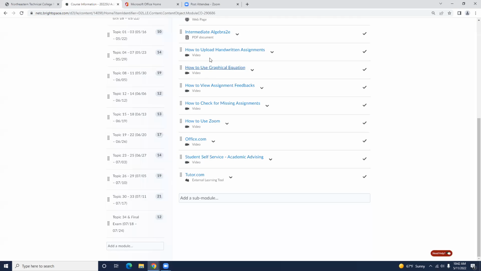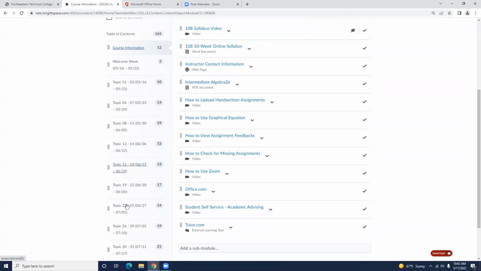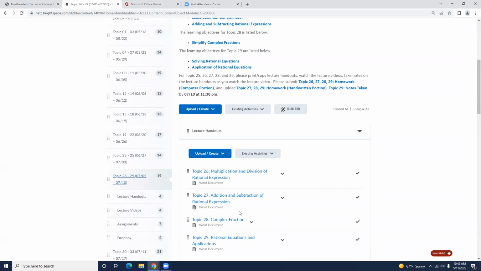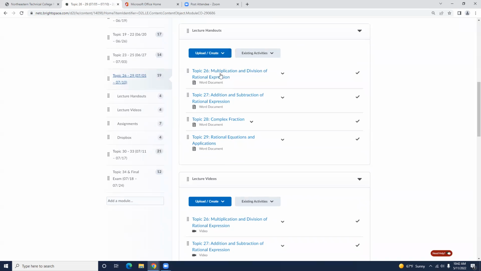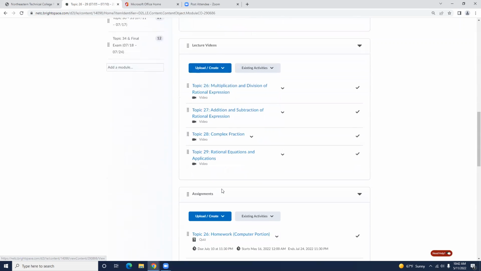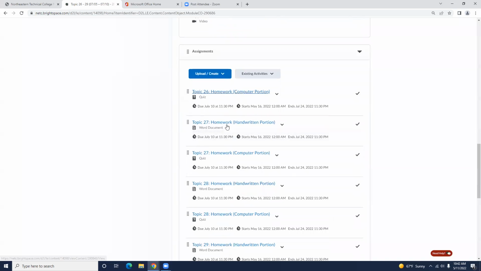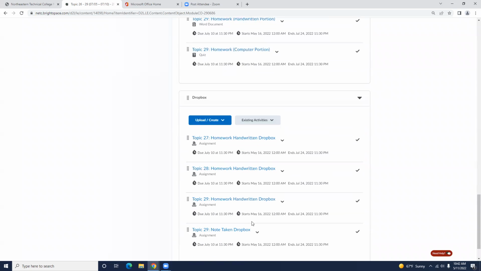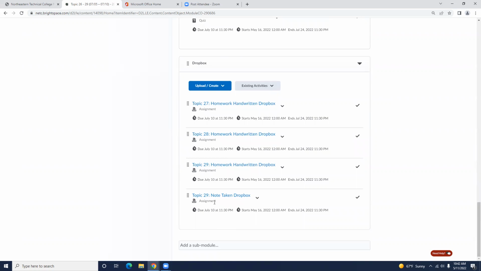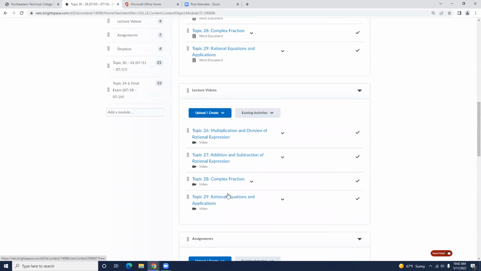So that's the basics of the navigation. Remember, every week you always need to print or copy down your lecture handouts, watch your lecture video and take notes, and then complete both portions of the homework. After that, upload your handwritten portion of the homework and turn in your notes into the correct Dropbox. Make sure you upload your written assignment into the correct Dropbox. Otherwise, I will not be able to find it.